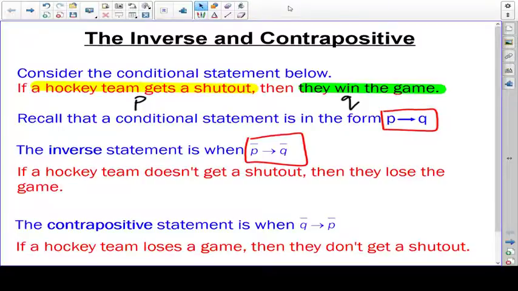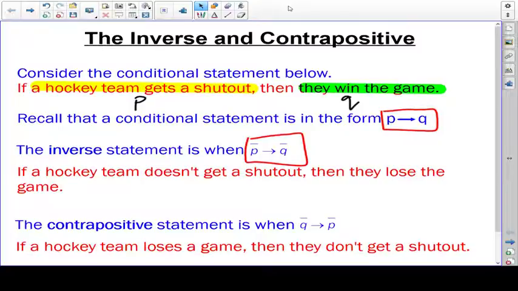So the inverse statement is P bar, or not P implies not Q. So the opposite of a hockey team gets a shutout would be if a hockey team doesn't get a shutout. Make sense? The opposite of getting a shutout would be not getting a shutout, right? Then the opposite of Q. Q is then they win the game. The opposite of winning is losing. So then they lose the game.